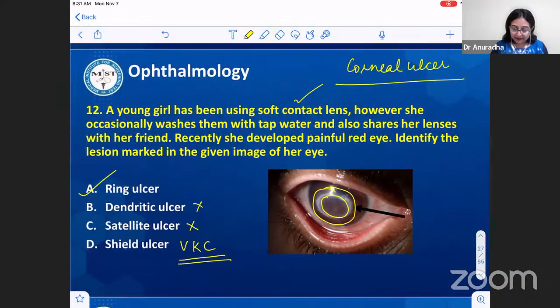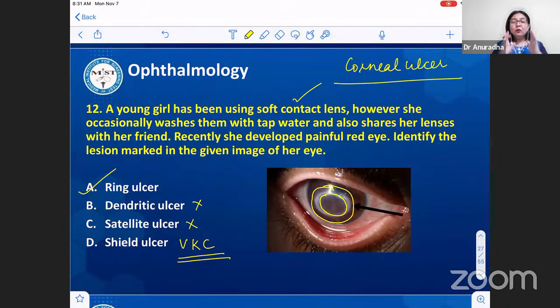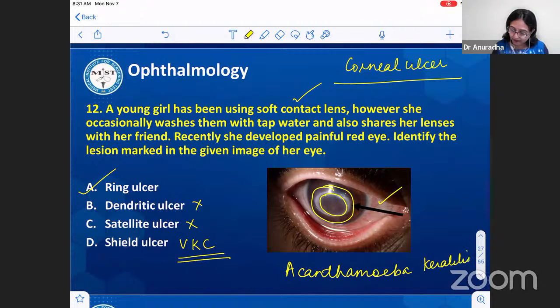Okay, so please again go through this question. A girl who is having soft contact lens use, but unhygienic practice, so she develops corneal ulcer. So yes, one of the most common causes will be pseudomonas. But they're asking me to name the lesion. So here it is a ring ulcer. Choice A becomes the answer. Ring ulcer, which is caused by, so here it is actually a case of acanthamoeba keratitis. Acanthamoeba corneal ulcer or keratitis. Okay, are you good with that, beta?